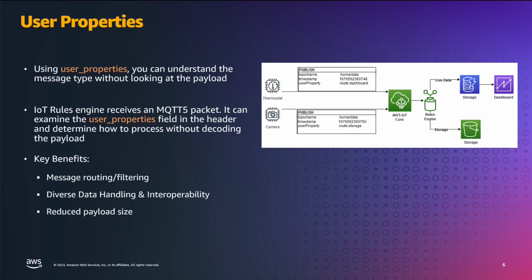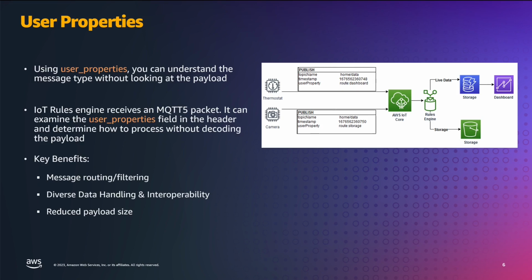So this feature can be used for message routing and filtering based on the specified properties, and it can give you increased control and granularity of message distribution within your complex IoT deployments. Secondly, it can help with diverse data handling as well as interoperability, where the clients can specify different format types, payload types, or standards using this field in the header. And then it can also help in reducing the payload size. So by moving some of the key information in the header using the user property, you can actually reduce some of the payload size.